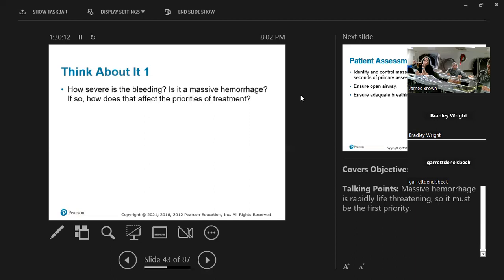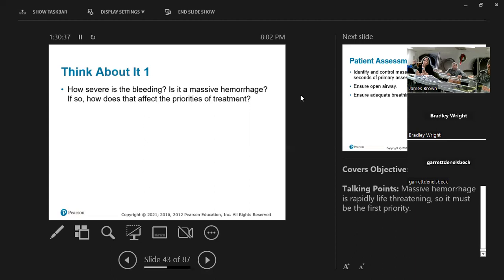High flow O2, right? Prevention of shock. Prevention of shock, which means what? Get him warm, right? That triad we were talking about. So if you can stop the bleeding, it helps with perfusion in the body. Put a blanket on them. Make sure that they're not going to lose any body heat, because you want all the coagulation factors that you can. Okay.